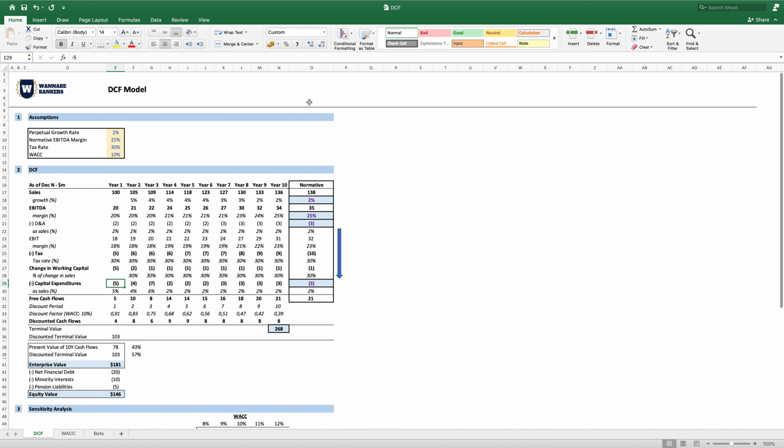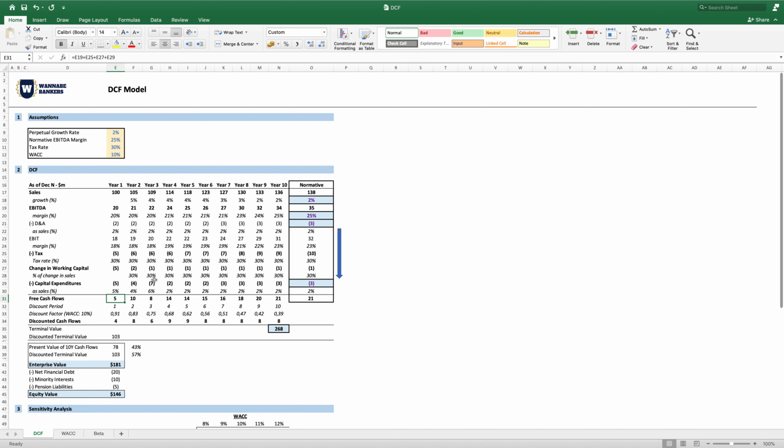Once you have your business plan, you can calculate the free cash flows to the firm using the formula. It's EBITDA minus tax on operating profit plus or minus the change in working capital minus the capex plus or minus any foreseeable exceptional items. So this is the first step, the calculation of the free cash flows over the business plan period.